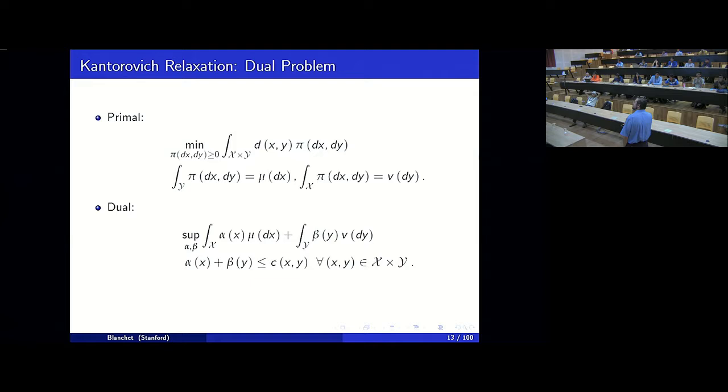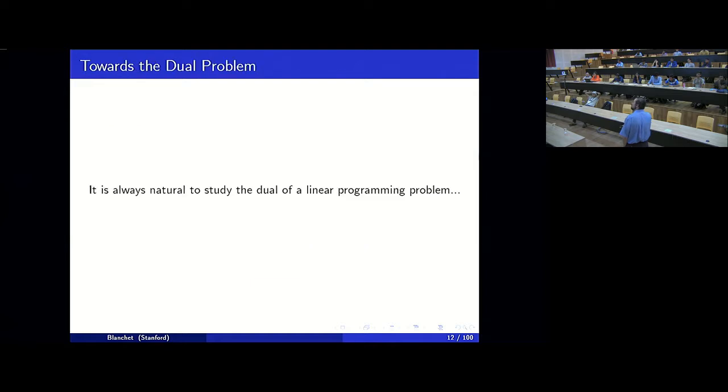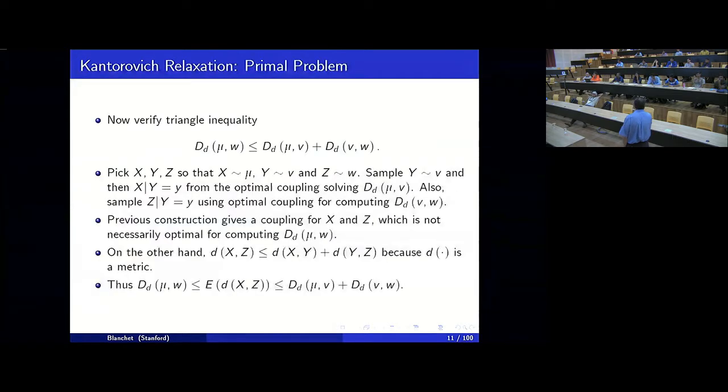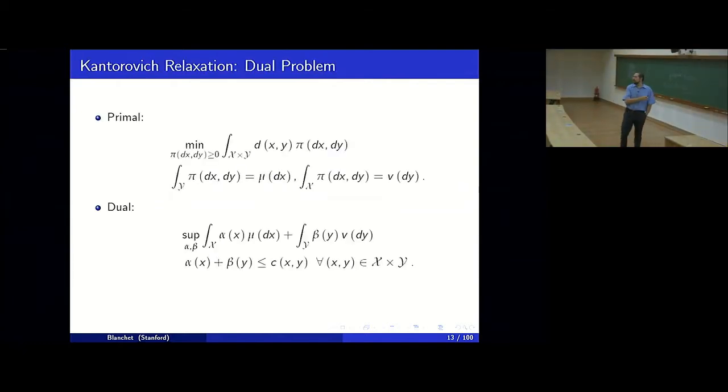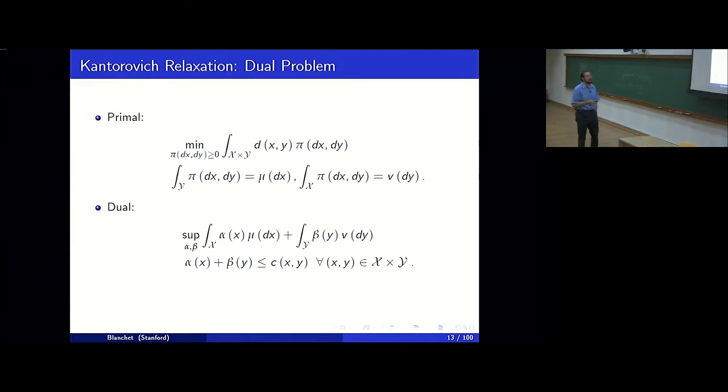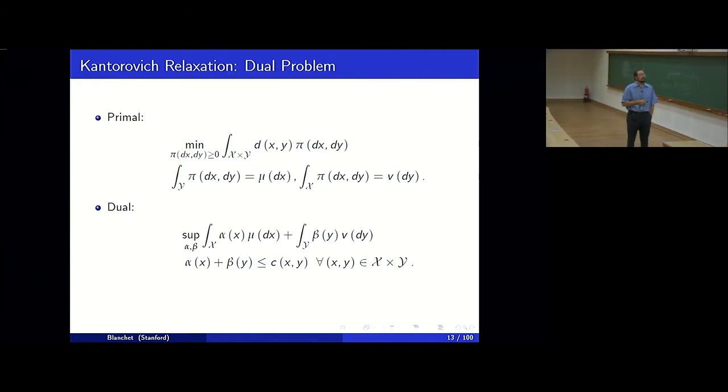CX, yes, sorry, this is a typo. I got too excited with this Wasserstein distance. So CXY. It doesn't have to be a metric here, just CXY, okay? So that's the dual problem. Now what we're going to do is interpret what this dual problem means from an economic standpoint.